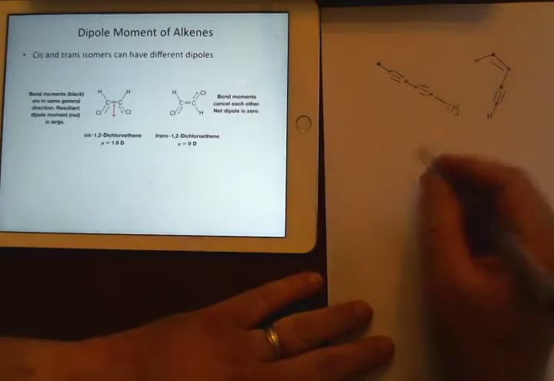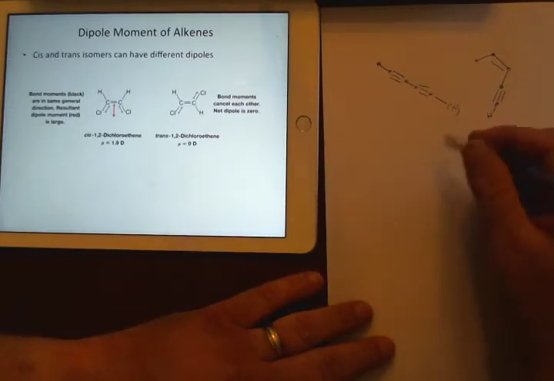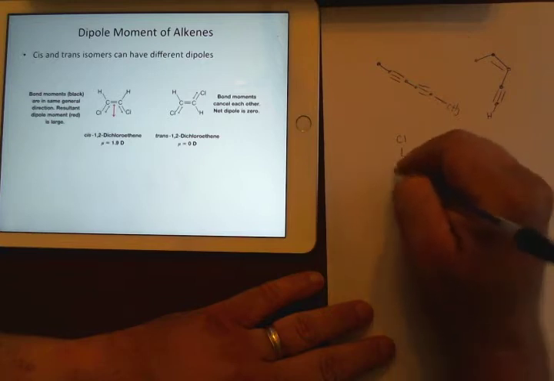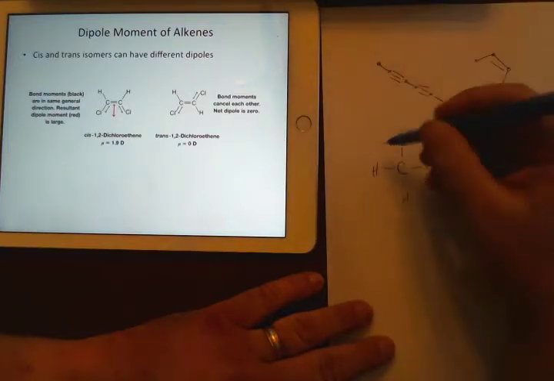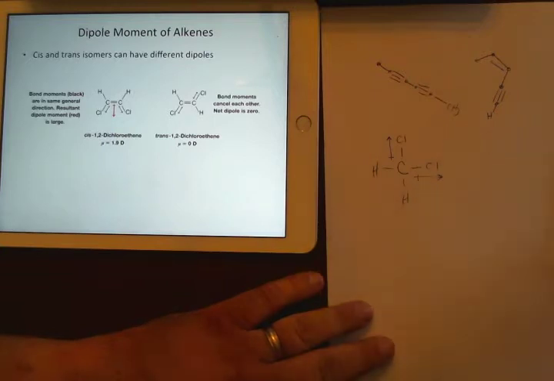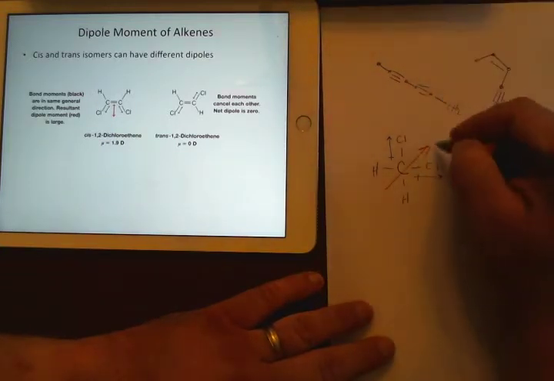So if I ask you about, say, CIH, right? You're going to have a polar covalent bond going this way, one going this way, and then the overall would be this way.